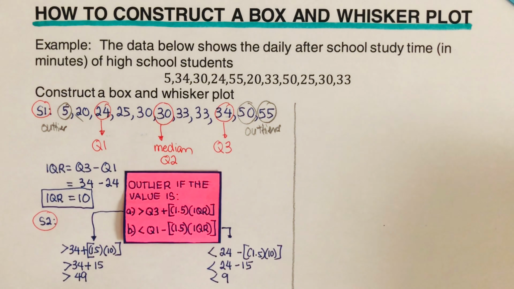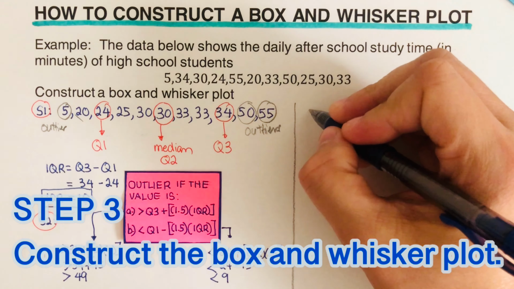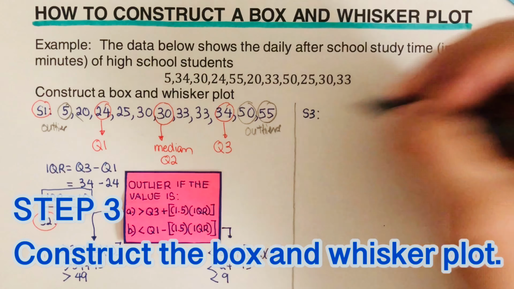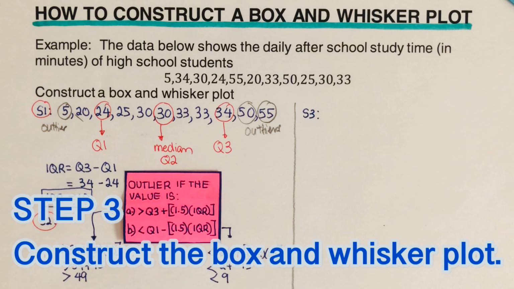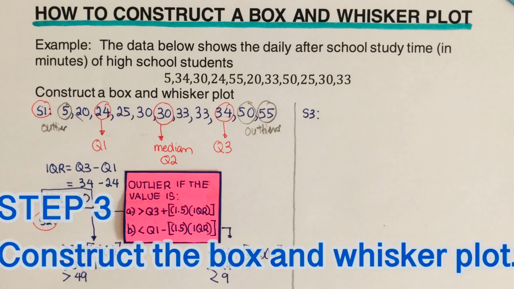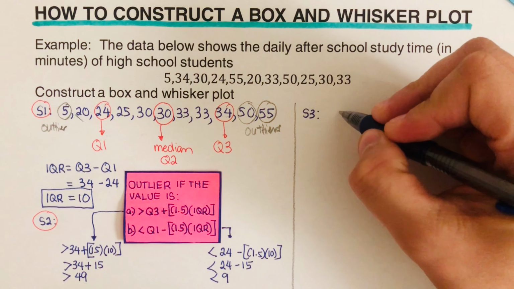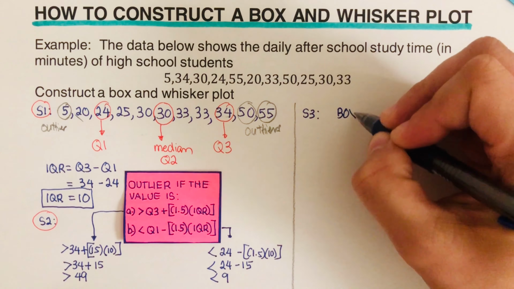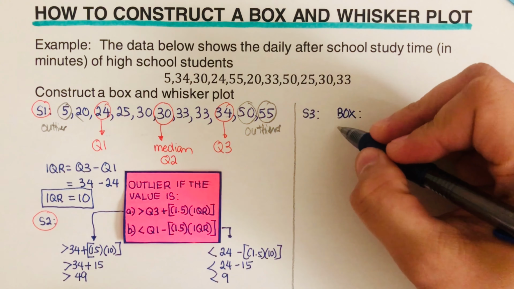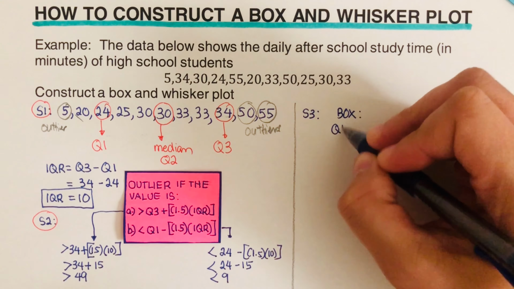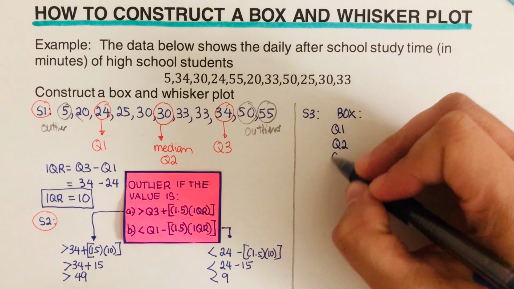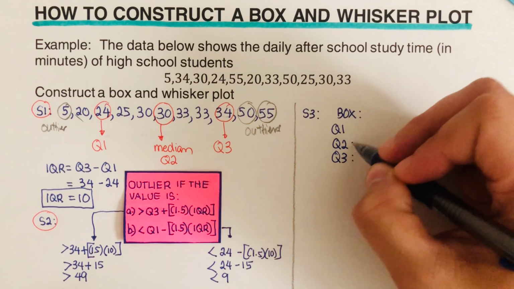So the third step will be up here. S3. The third step is to sketch the box and whisker plot already. But before we sketch it, let's determine what are those values that will be needed in order that we can create those. The first part is we determine what are the ones that we write in the box. The ones that we're writing on the box would be these values, the Q1, the Q2, and the Q3. So these are the values that we need.